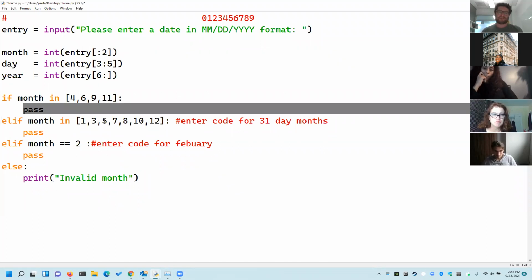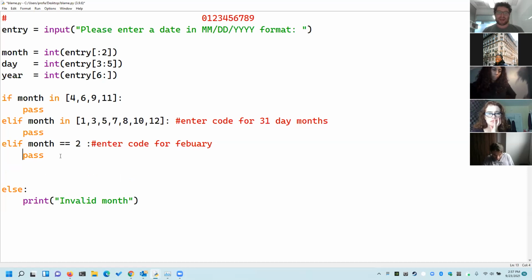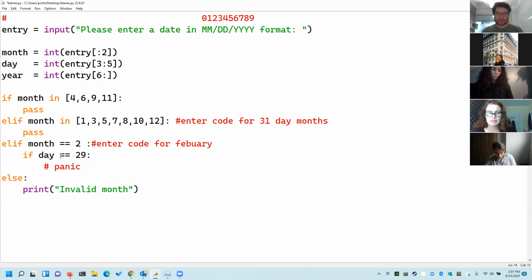So let's take a look at what we're doing with the days. Here, what we'd want to do is check, okay, is the day valid for the month? Is the day between 1 and 30 in here? Is it between 1 and 31 in here? In here, I'd want to check if it's between 1 and 28. And then if it's above 30, right? And then I'd want to have one more condition, and notice I deleted the pass here. If day equals 29, panic.